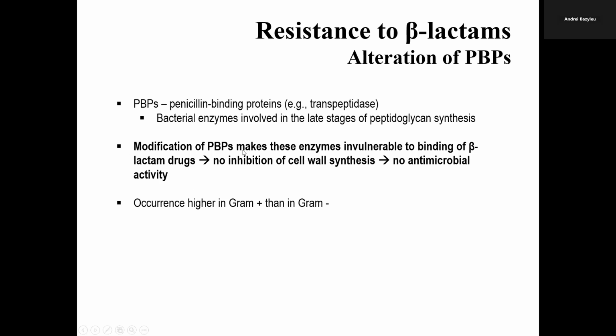As it says, modification of PBPs, with transpeptidases being a specific representative of this class. So they modify these PBPs in such a way that the binding of the beta-lactam drugs is not happening anymore. They make them invulnerable to binding of beta-lactam drugs. As a result, the antibiotic cannot attach to those PBPs or the transpeptidases, and therefore it cannot inhibit the cell wall synthesis by the gram-positive cell. And if there's no cell wall synthesis inhibition, there's no antimicrobial activity. So as simple as that.